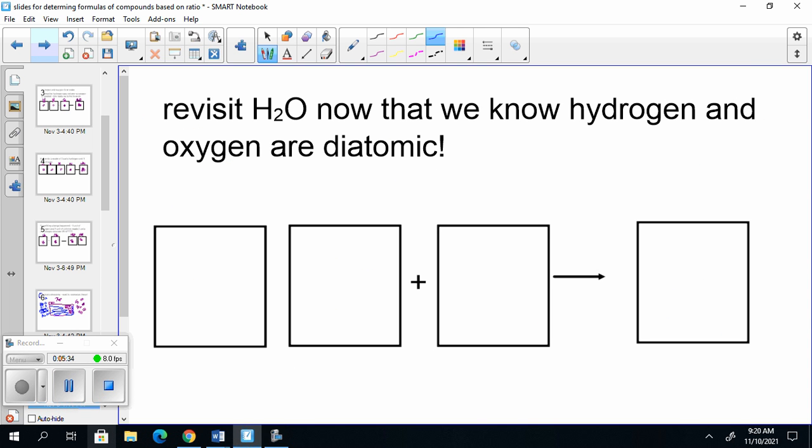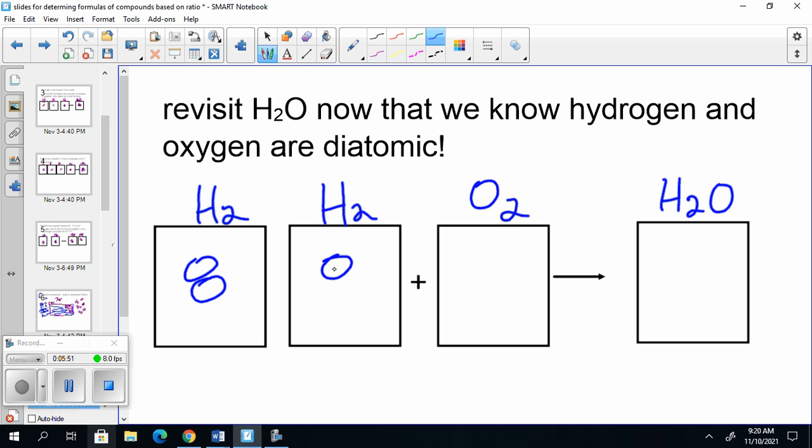All right, so now that we know that, let's do hydrogen and oxygen and show water formation all over again. So this is an H2 and this is an H2. We still need double the amount of hydrogen compared to oxygen to make water, H2O. So here's my hydrogen, here's another hydrogen, and here's my oxygen. One O joins with 2 H's. The other O joins with 2 H's.